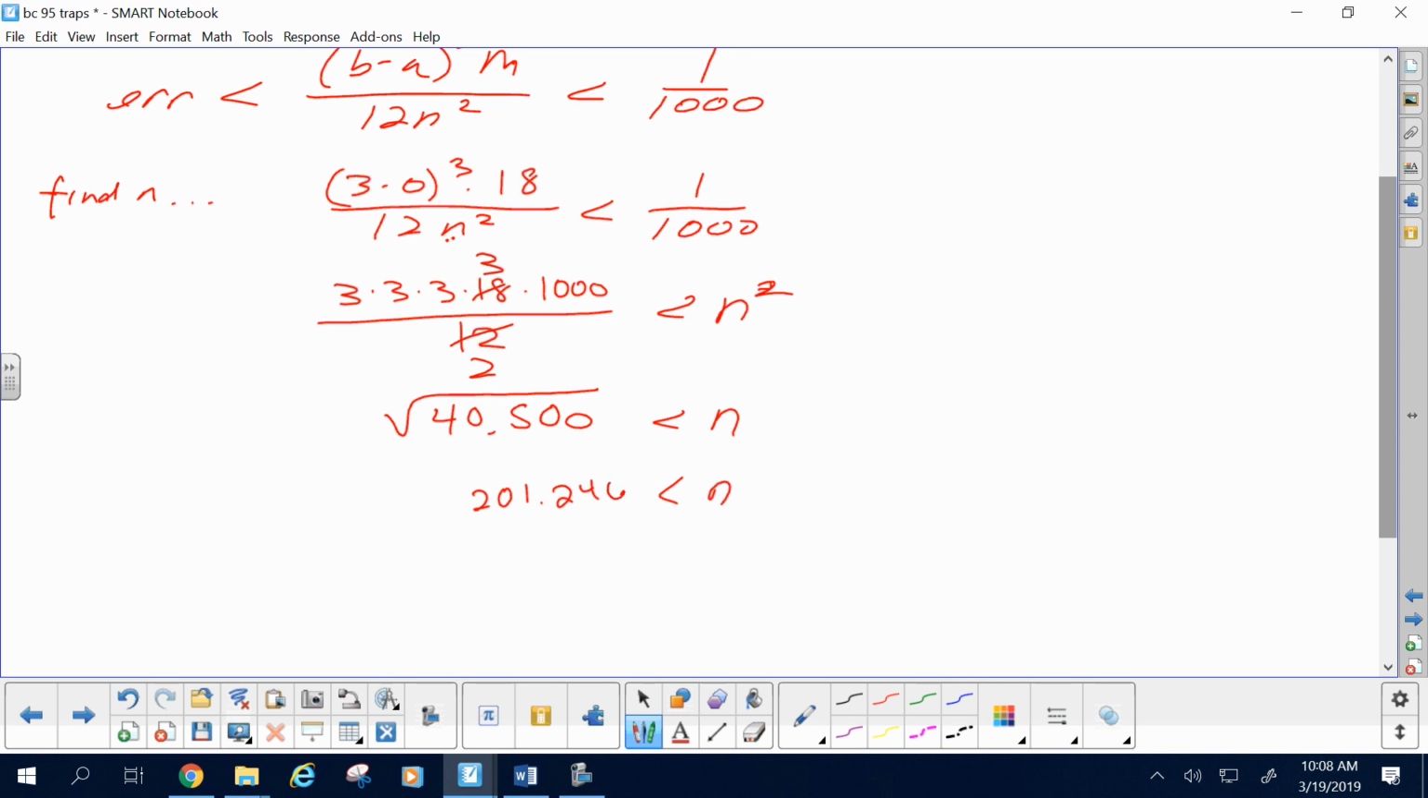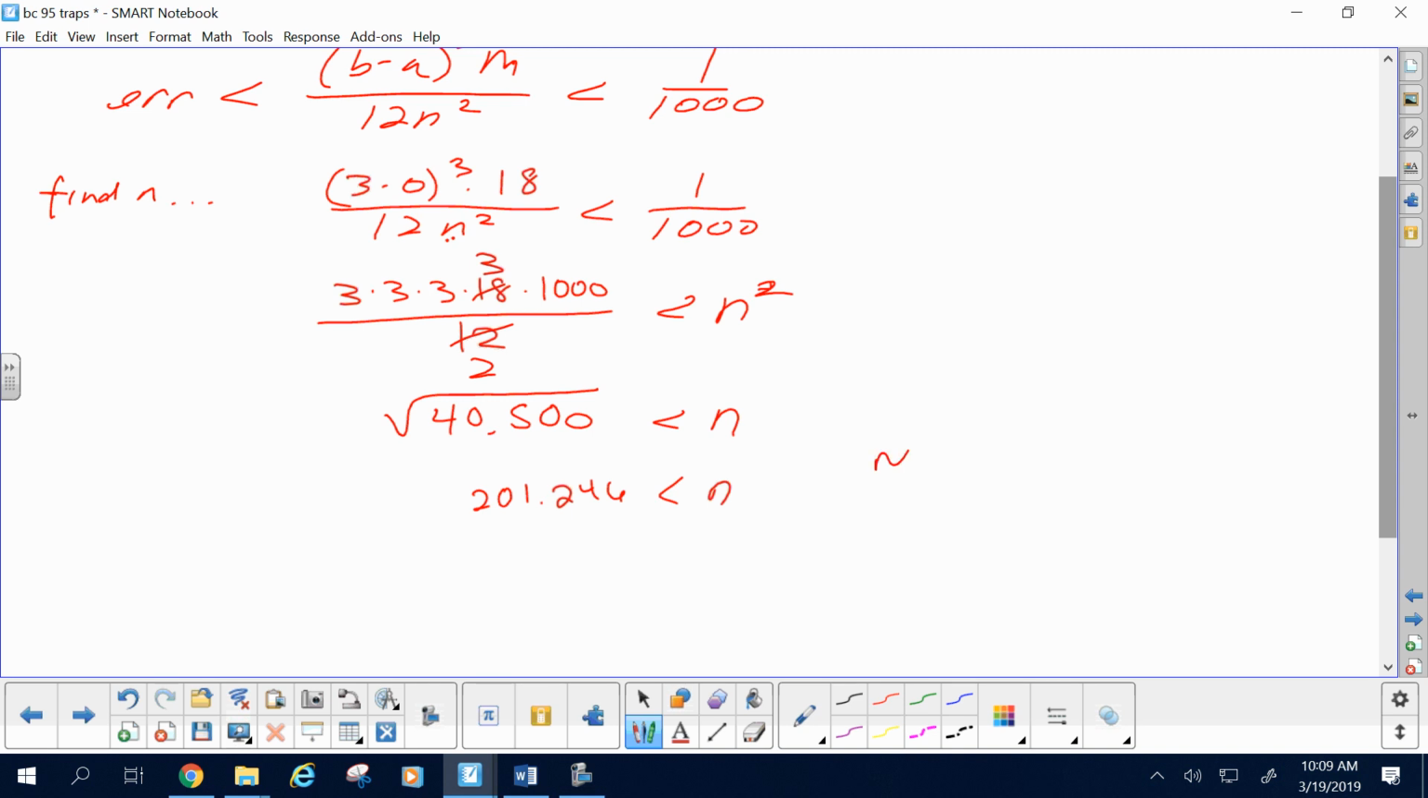201.246. Okay, now obviously n represents a number of trapezoids. So it would be stupid to say you need 201.246 trapezoids. Do I round to the nearest or do I have to round up? You have to round up. 201 would get too much error, so you always round up, not down.